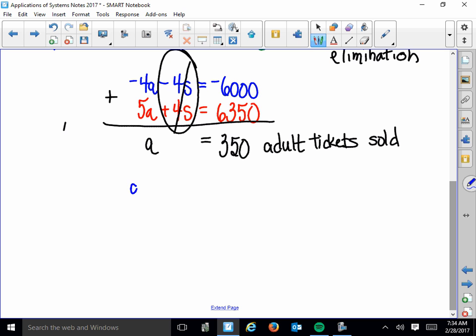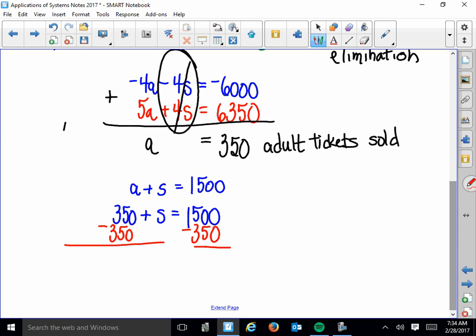I know that the number of adult tickets plus the number of student tickets is 1,500. And I know that there were 350 adult tickets sold. So, to solve for S, the only thing that I need to do is subtract 350. 1,500 minus 350 is 1,150. That is the value of S, and that represents the number of student tickets sold.